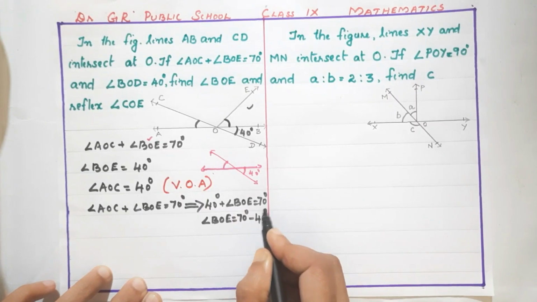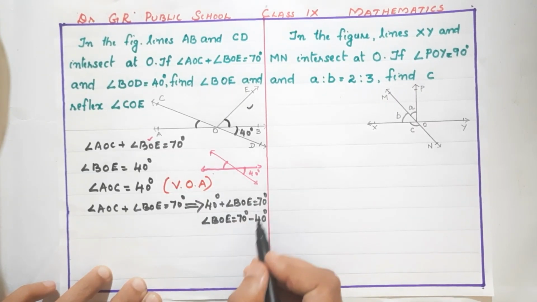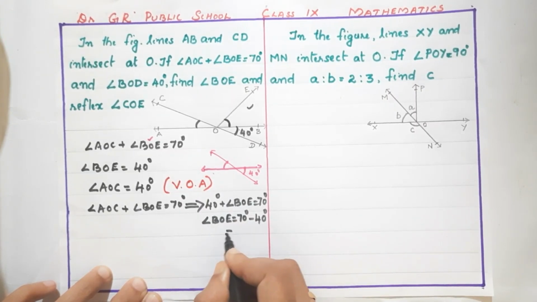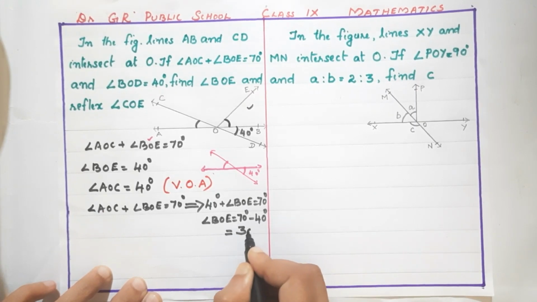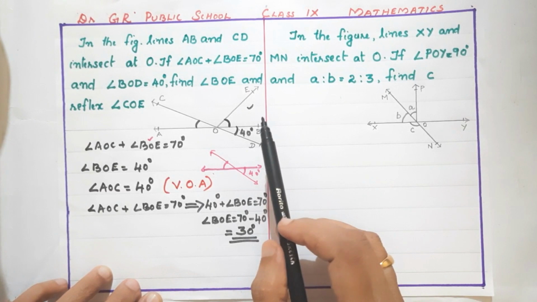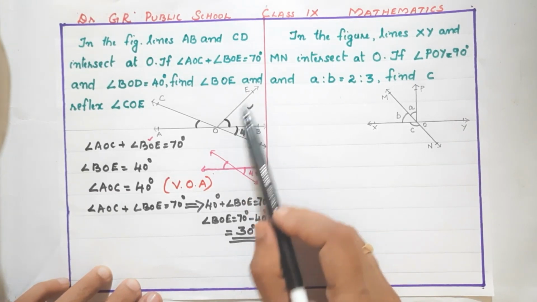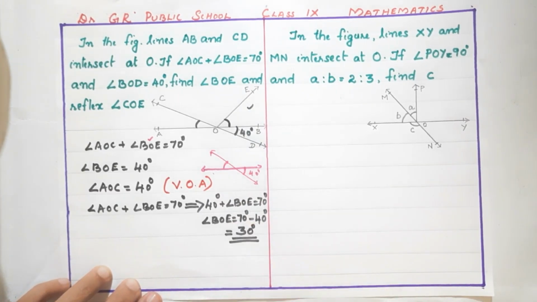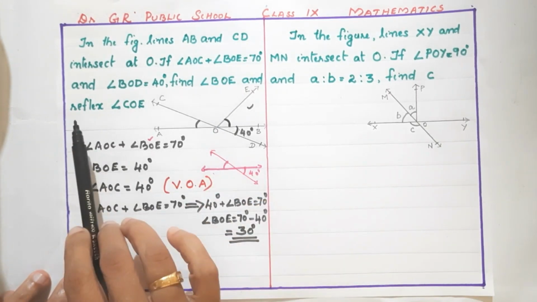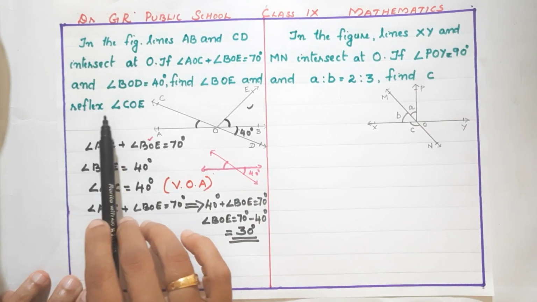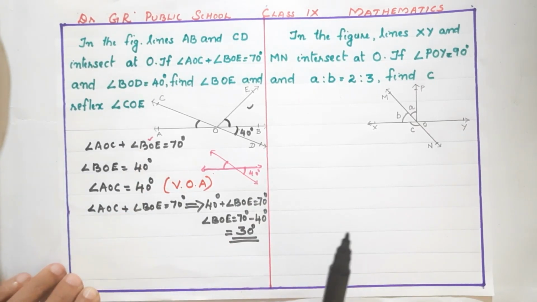Isn't it? This 40 degrees will come as minus 40. So what is it? 30 degrees. Okay. So we got the measurement of angle BOE as 30 degrees. That is our first question. Now what is the second question? Find reflex angle COE.